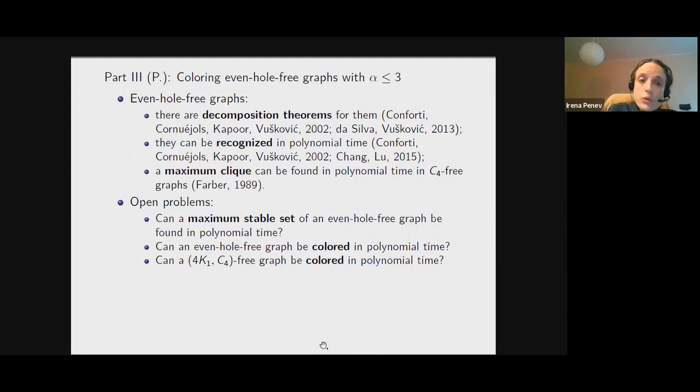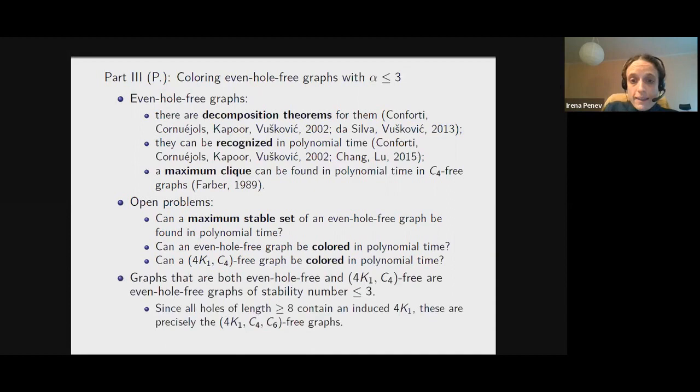Here's another thing that's not known. It's not known whether you can color 4K1, C4-free graphs in polynomial time. That's also not known. 4K1, that's the edgeless graph on 4 vertices. And now what I want to look at is the intersection of these two classes. So these graphs and then even-hole-free graphs. Okay, so what are those? Those are precisely even-hole-free graphs of stability number at most 3.